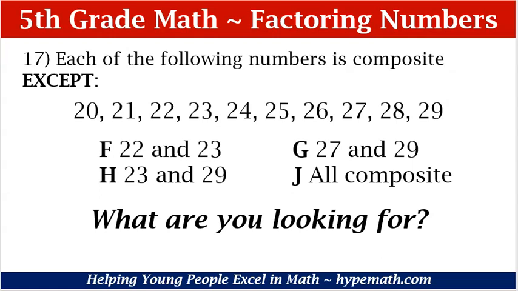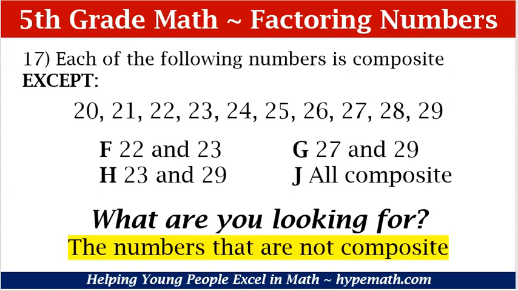What are we looking for? We are looking for the set of numbers that are not composite. Just a friendly reminder about what composite numbers are. They are numbers that have more than two factors. And prime numbers are numbers that only have factors of 1 and itself, okay?